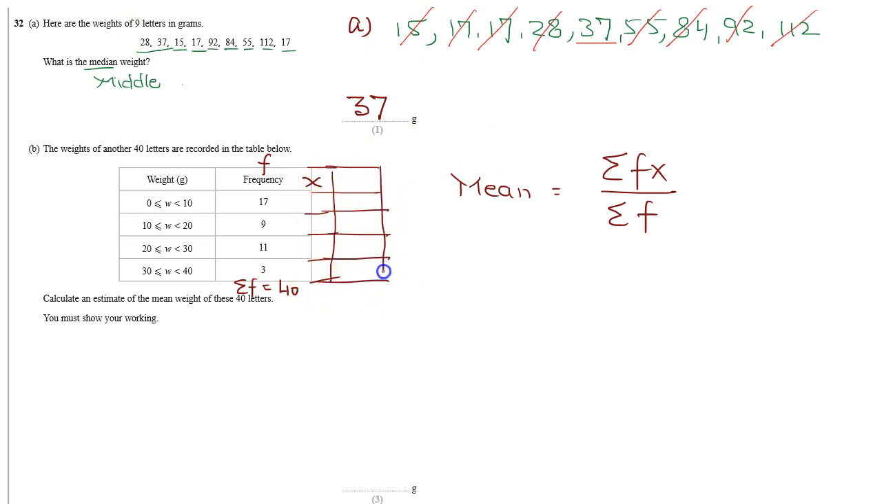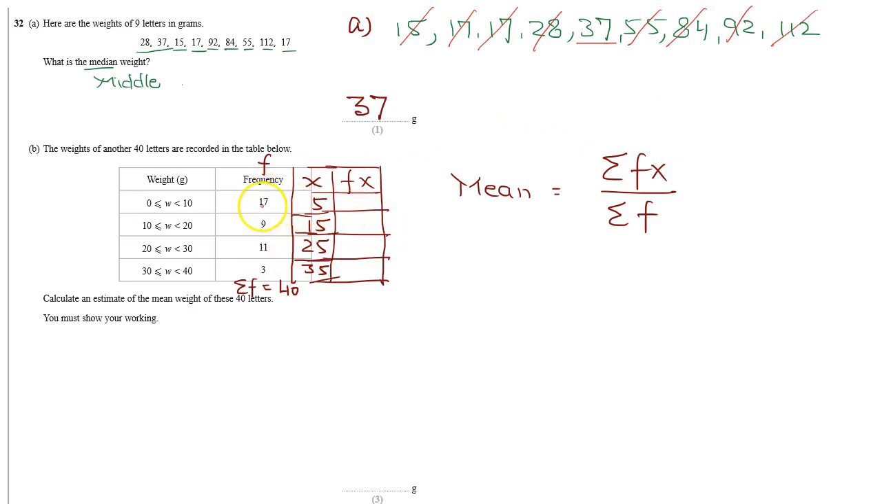fx means the product of f and a. What is x? x is the midpoint. 0 to 10, so the midpoint is 5. 10 to 20, midpoint is 15. 20 to 30, midpoint is 25. 30 to 40, midpoint is 35. In fact, you can write it very fast.